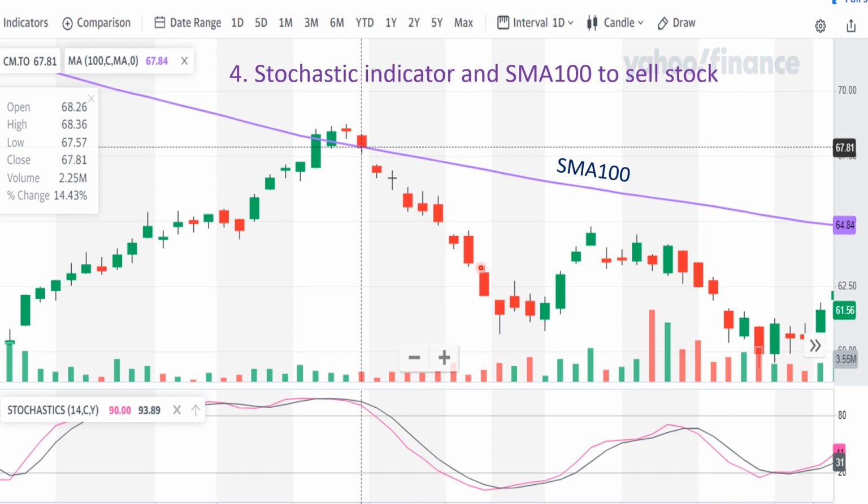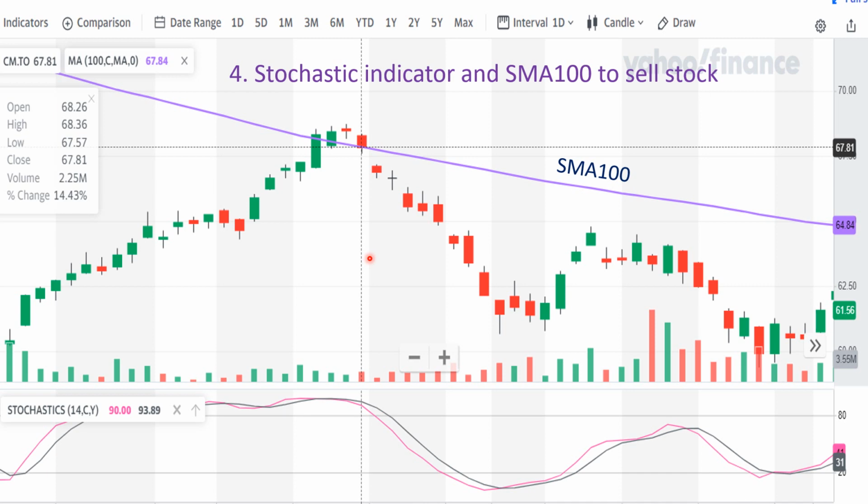So to exit the trade, we can exit the trade at the close price of this bearish candle and put 1 ATR above for stop loss and 2 to 4 ATR below for profit target. So this is how you can sell the stock based on stochastic indicator, SMA 100, and entry trigger evening star reversal chart pattern.